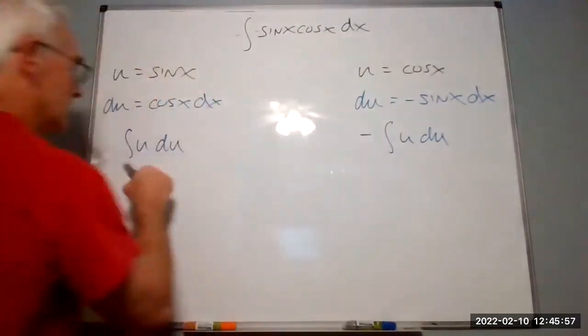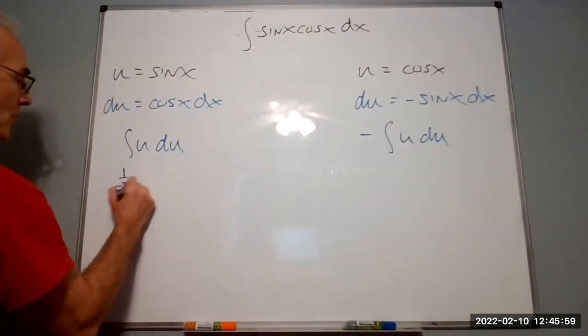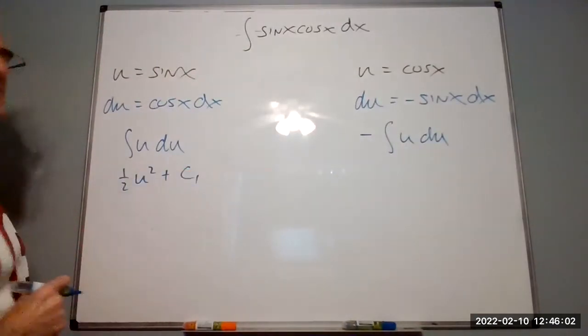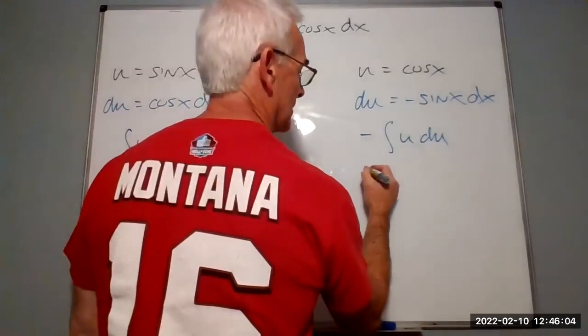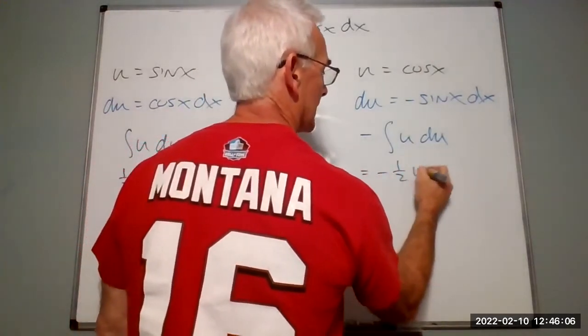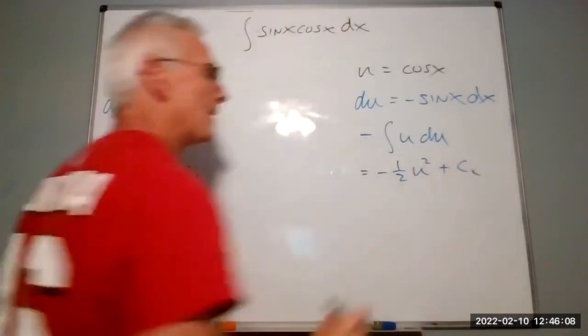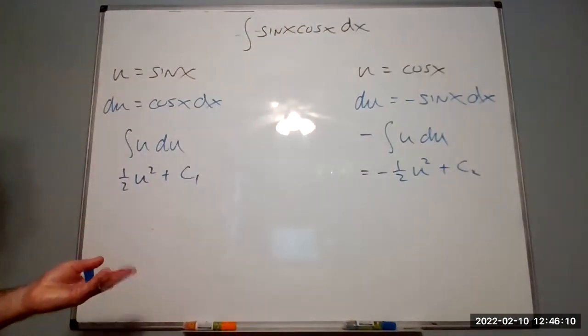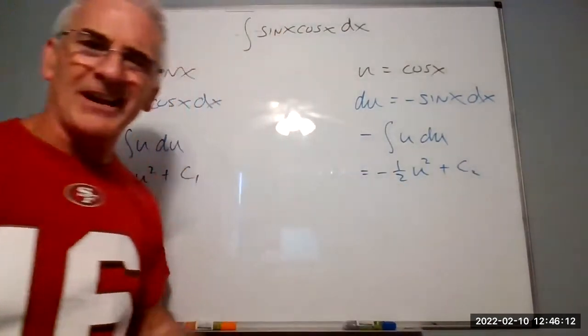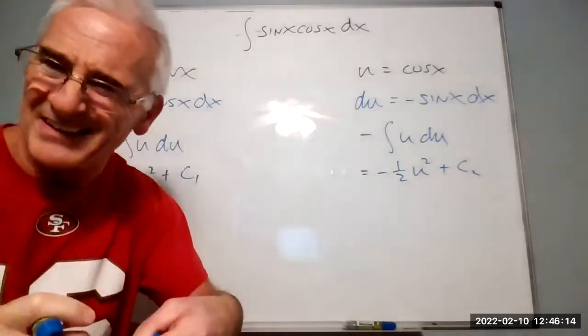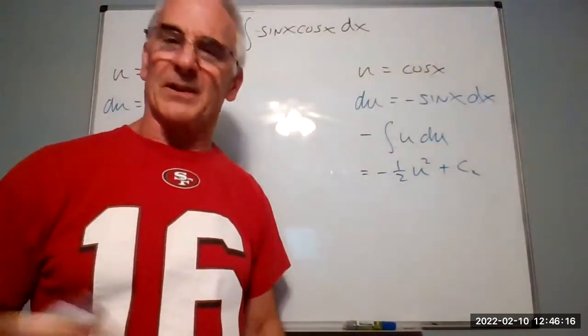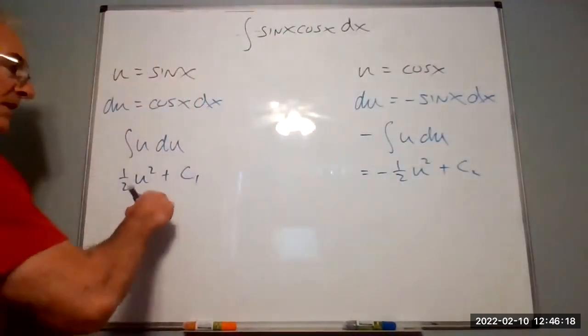Okay, row your boat people, you got 1/2 u squared plus, let's call it C1. Gently down the stream people, you got negative 1/2 u squared plus, we'll call it C2. Because I'm doing the same problem twice, it's unlikely my arbitrary constants are going to be exactly the same. So we'll call them 2 different things. Now I substitute back.